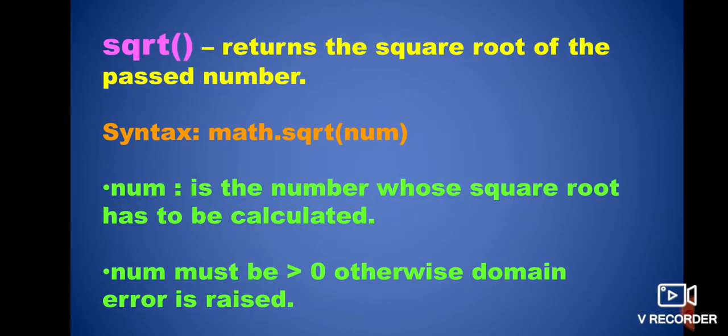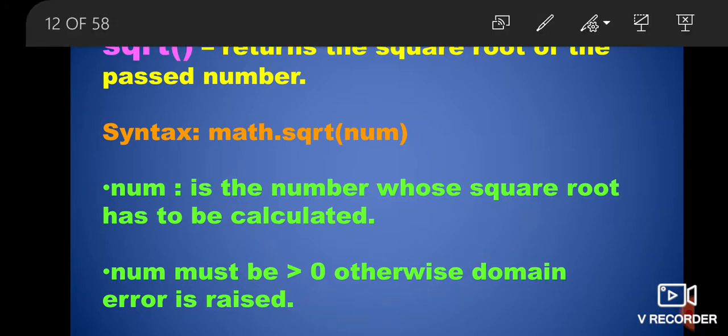Let us see the next function. Next function is the sqrt function, which calculates the square root of the passed number. So here we simply pass a number, and this is the number whose square root has to be calculated. The square root is calculated and the result is returned in the form of a float value. But one thing that you must know is that the number you are passing should be greater than 0, otherwise you will get a domain error. Clear?